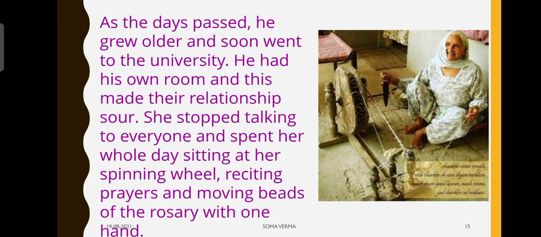Now she stopped talking to everyone and spent her whole day sitting at her spinning wheel, reciting prayers and moving the beads of the rosary with one hand. See in the picture, you can see the grandmother. She is sitting with a spinning wheel.